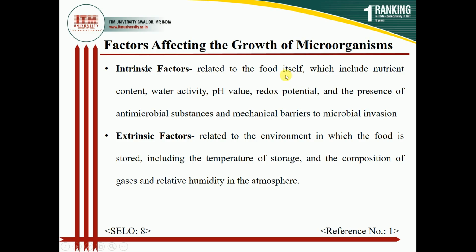So we all know that pH value, water content, nutrient content and redox potential are some basic necessities for the food. Plus there is the presence of antimicrobial substances and mechanical barriers to microbial invasion, such as the skin of the fruits and vegetables or the shell of the nuts. These all act as antimicrobial substances that deteriorate the growth of the microorganisms.